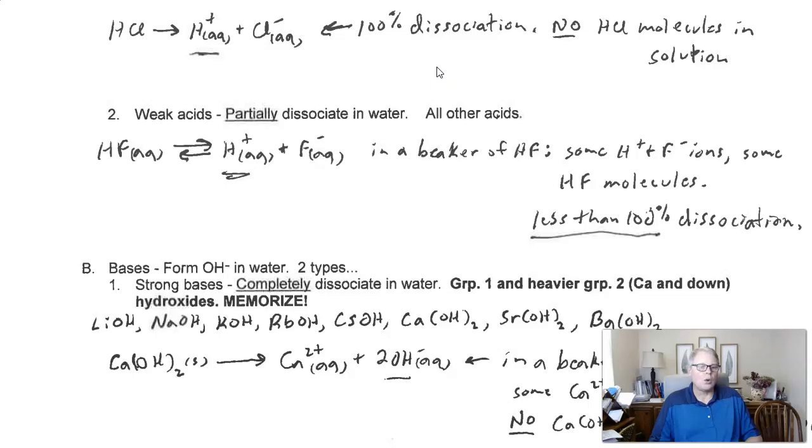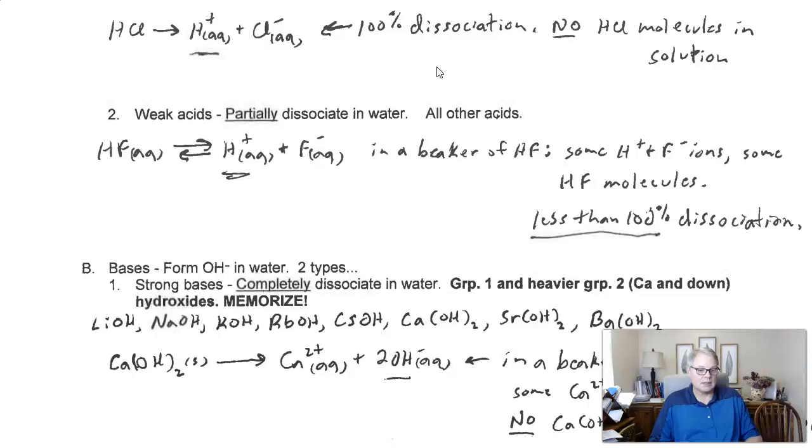Okay? All organic acids are weak acids. If you see a COOH on the end of something, it's an organic acid and they're all weak acids. Things like acetic acid, for example. Where do you find acetic acid? Well, you find that in vinegar.